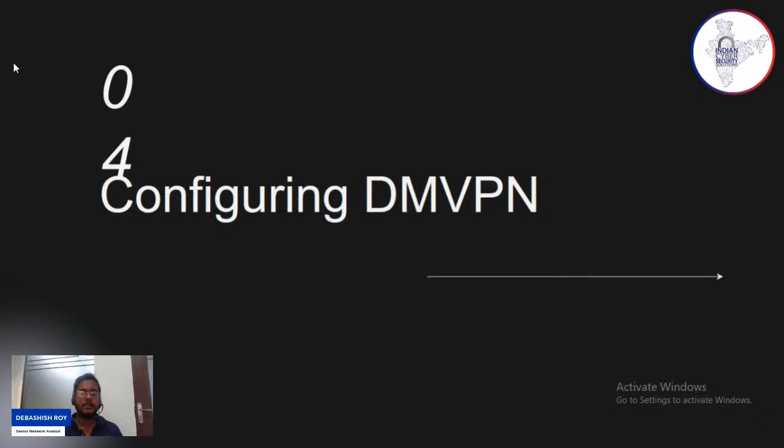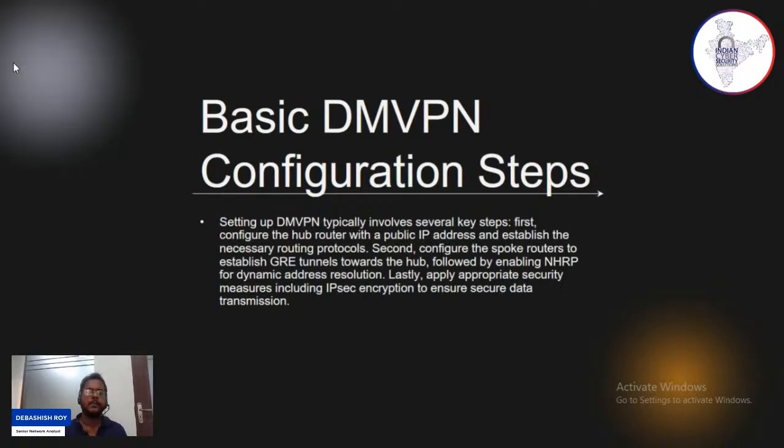Now, let's go back to the DMVPN. That is the main part: how to configure the DMVPN. Setting up DMVPN typically involves several key aspects. First, configure the hub router with a public IP address and establish the necessary routing protocols.